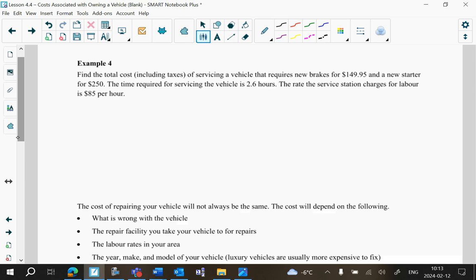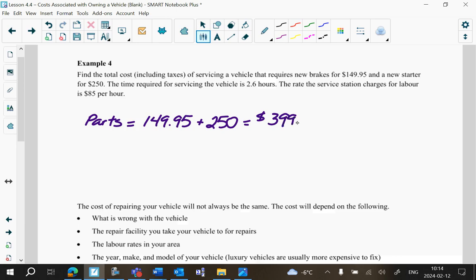So for this one, parts, we've got the brakes at $149.95, plus the new starter for $250. Means that for parts, we're going to be paying $399.95. For labor, they're saying 2.6 hours for the labor, times $85 an hour. That means your labor cost is going to be $221.